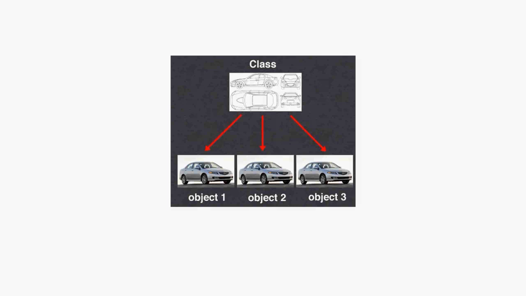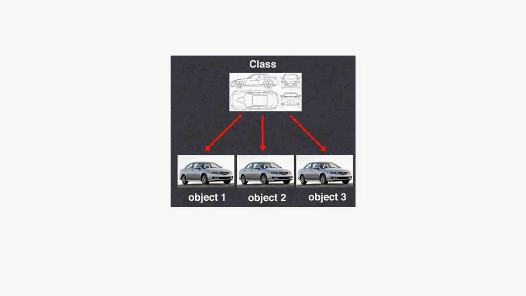Coming to class and object, a class is a blueprint. You can see here there is a blueprint of a car. Using this blueprint, we can create as many cars as we need, n number of cars. The same thing we are doing with programming classes and objects. For a class, we create objects. Objects are the real entities; a class is not a real entity.